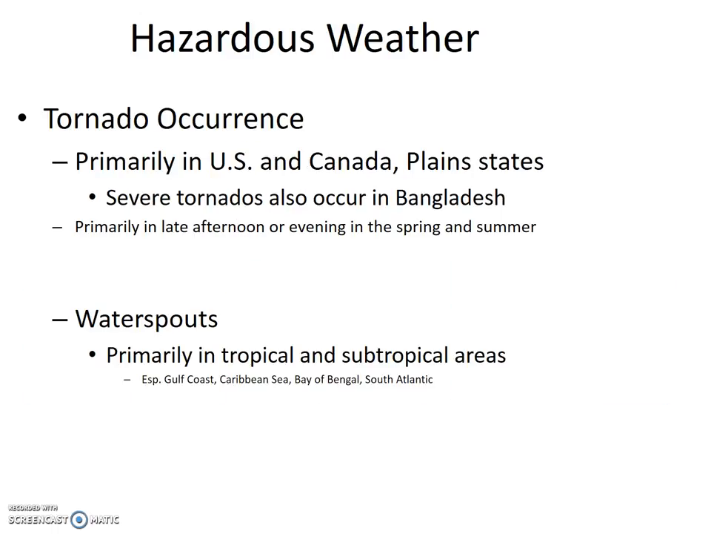Tornado occurrence is primarily in the United States and Canada in the Plains States. Severe tornadoes also occur in Bangladesh. Tornadoes primarily occur in the late afternoon or evening in the spring and summer because that's when we get the strong difference in temperature with altitude, with the air near the earth being warmed all day. Water spouts primarily occur in tropical and subtropical areas, especially the Gulf Coast, Caribbean Sea, Bay of Bengal, and South Atlantic.